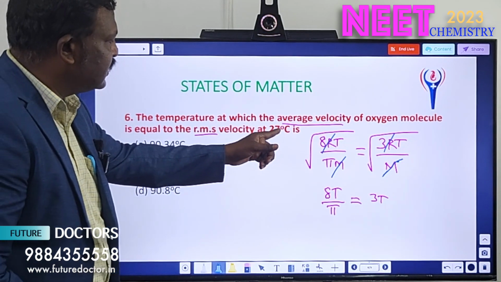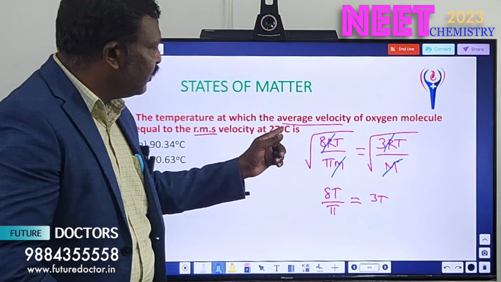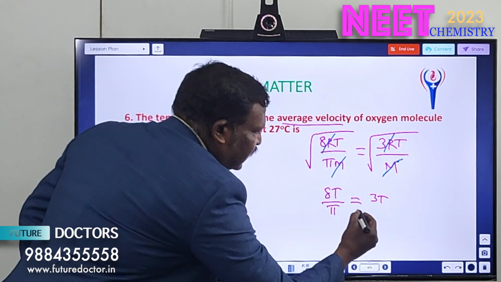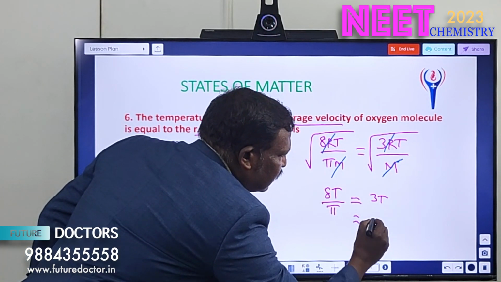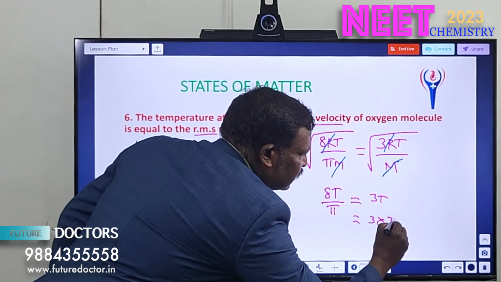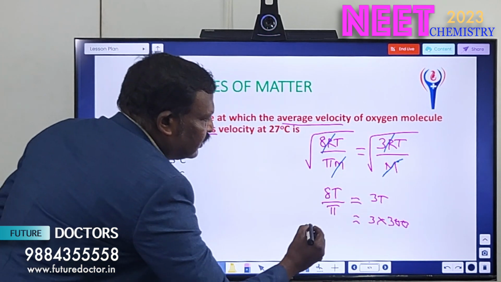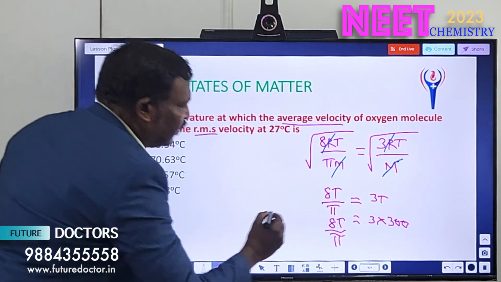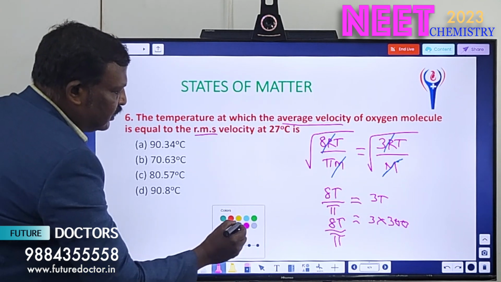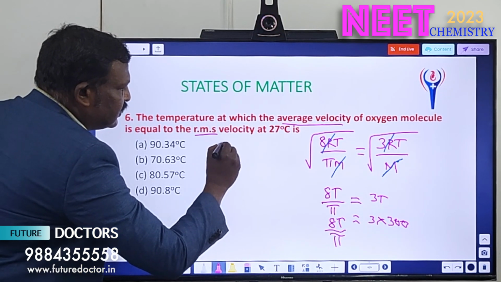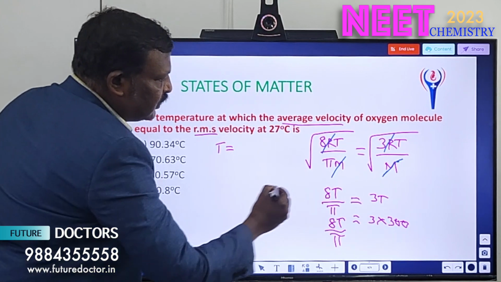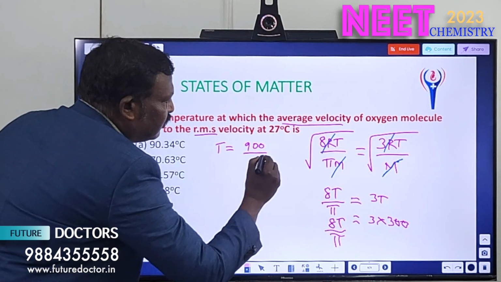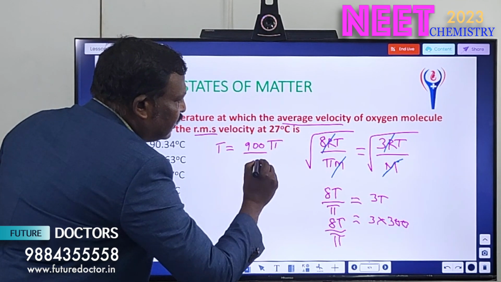T is 27 degrees Celsius, so convert into Kelvin: 27 plus 273, we have 300. So in this place I put 300. So 3 into 300 is 900. Left hand side is 8T by pi. Therefore, our aim is to find only T. So T is 900 pi by 8.